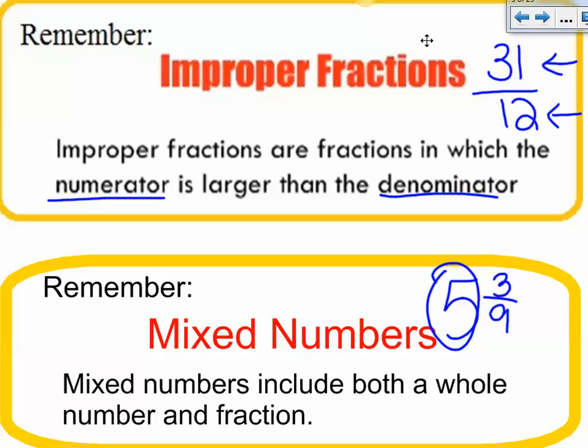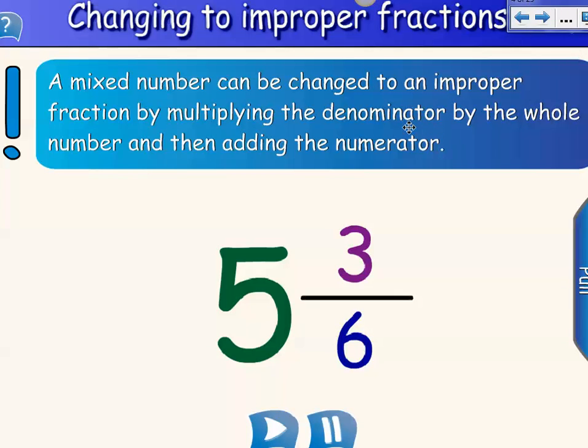You'll notice I've already written the notes for you, so we can just follow along and do some examples with me. A mixed number can be changed to an improper fraction by multiplying the denominator by the whole number. We take the whole number and multiply it times the denominator, then add that to the numerator. That becomes your new numerator, and you put it over the original denominator.